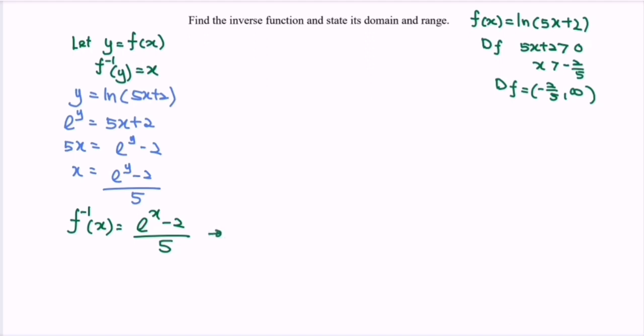Then refer to this part. The domain for f inverse would be negative infinity until infinity. The reason? Due to the exponential function. Then we have the range for the inverse. As we all know, it's the same as the domain for f. So the answer would be negative 2 over 5 until infinity, where the negative 2 over 5 is not included.